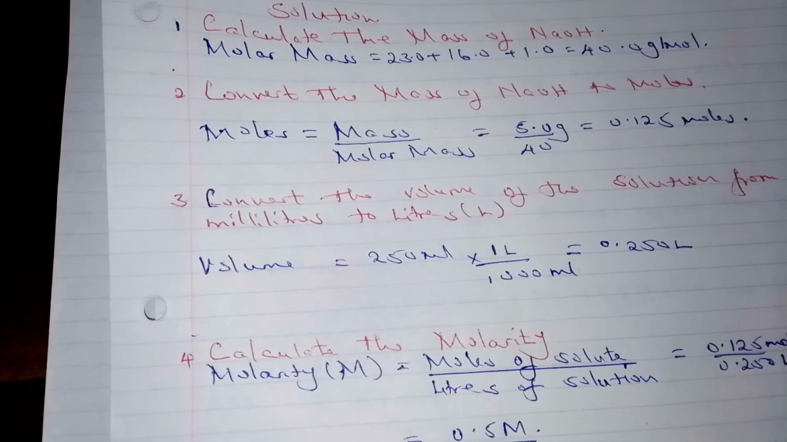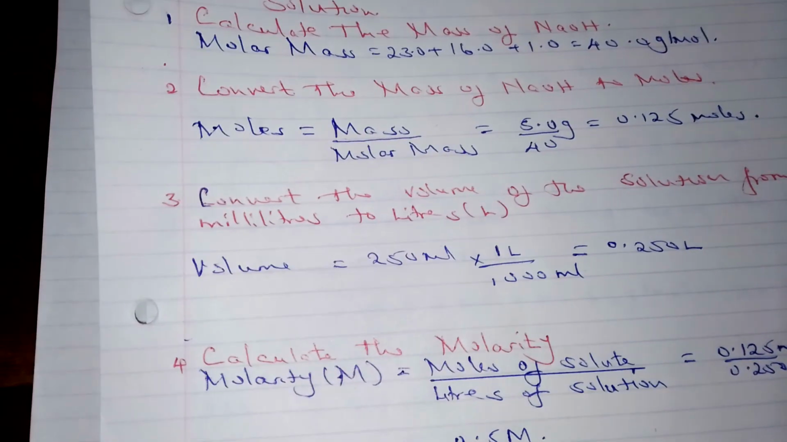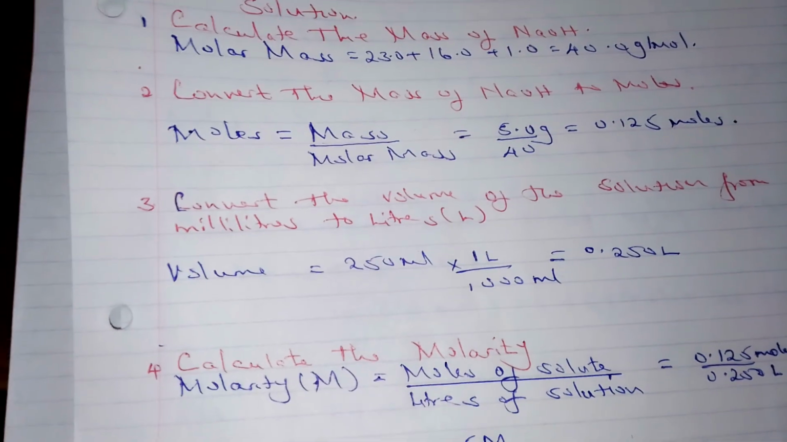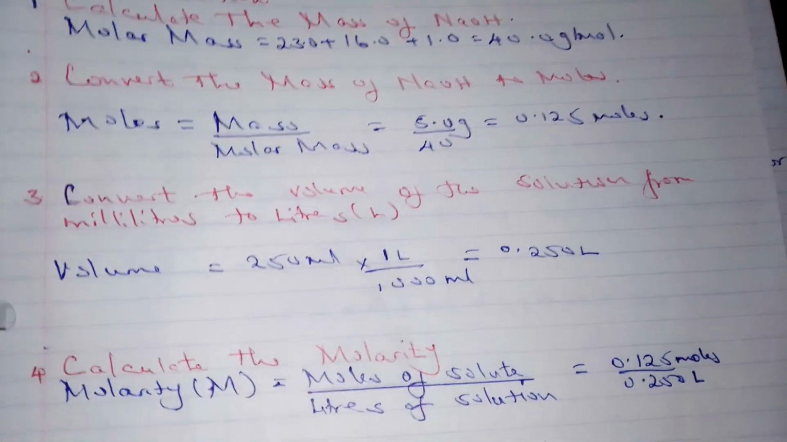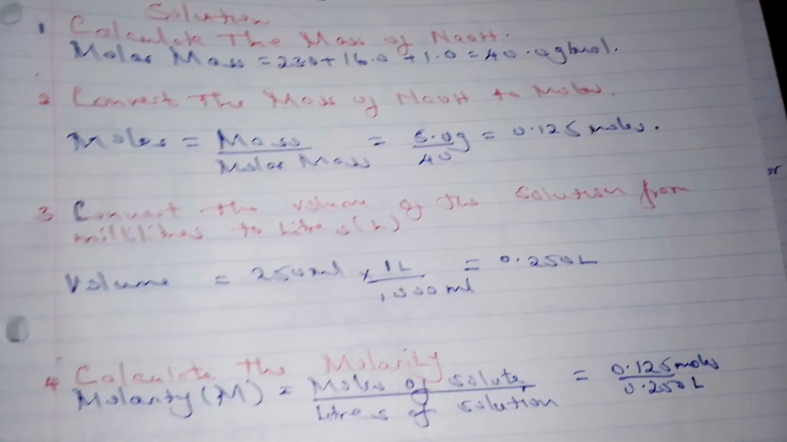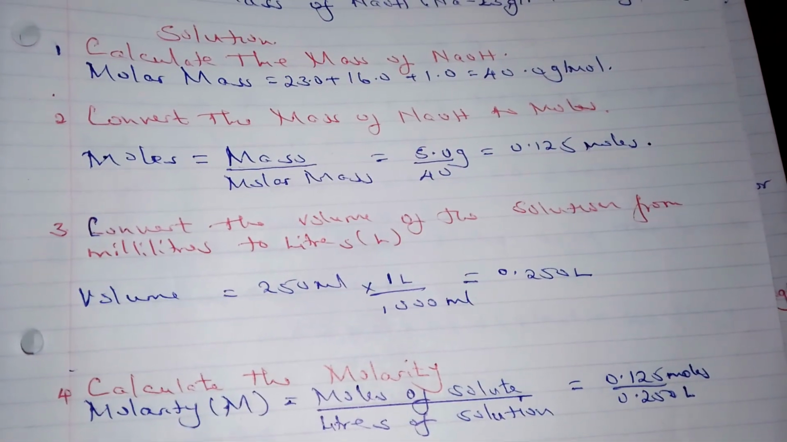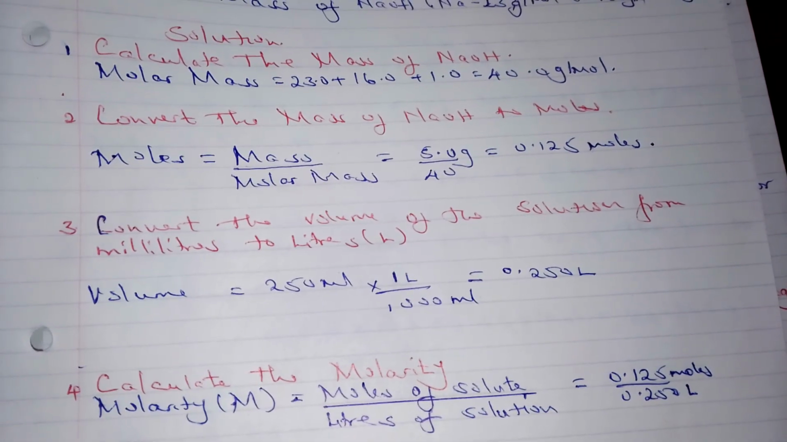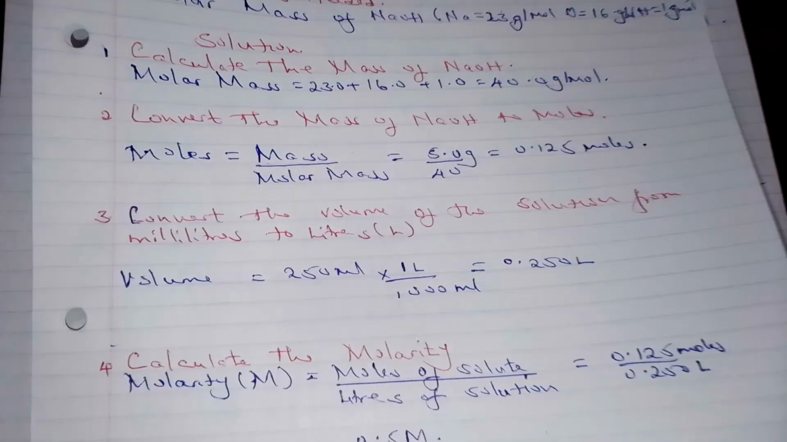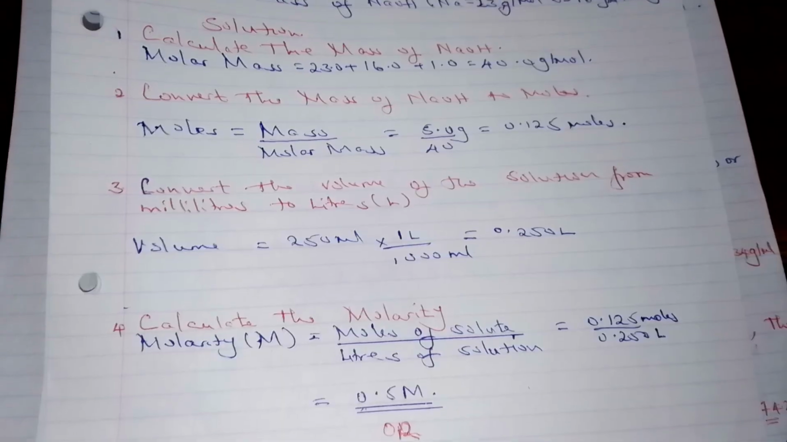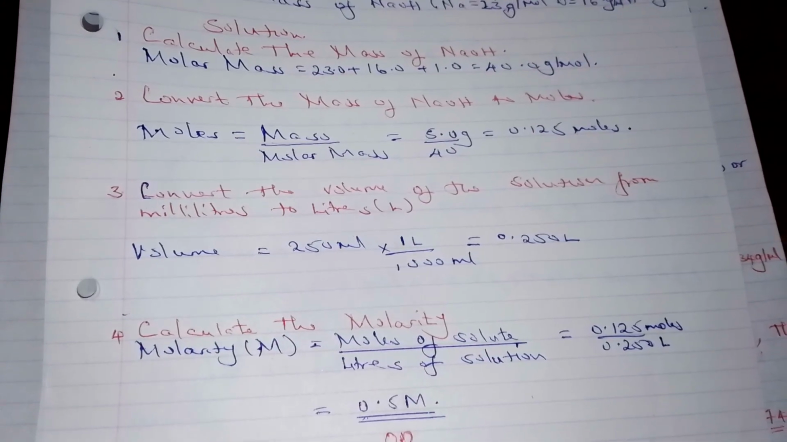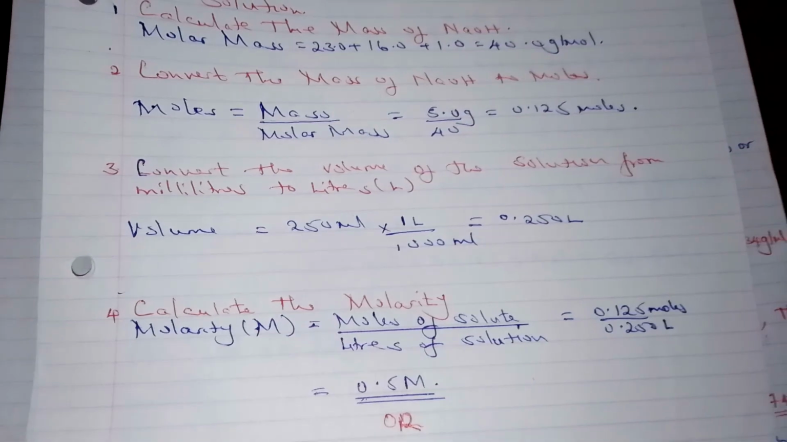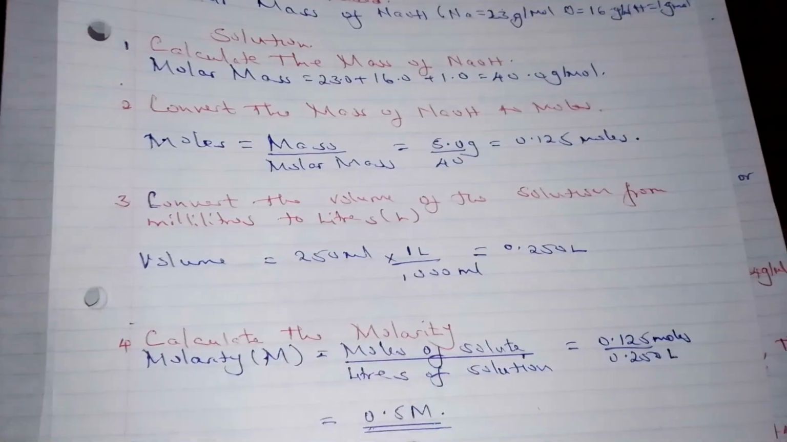Then after we have done that, we were supposed to calculate the molarity. Molarity is always given as the moles of the solute over the liters of solution, which we substituted to get 0.125 moles over 0.250 liters. So we got 0.5 molar.